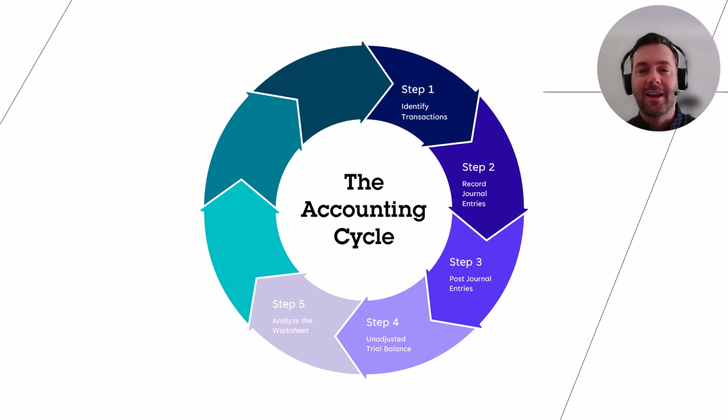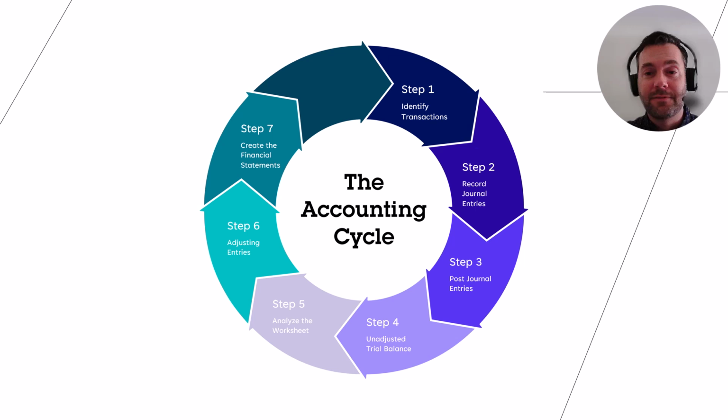Step number five is analyze the worksheet. The worksheet is simply a document that is used during the closing process and the creation of the financial statements for the company. Step six is the adjusting entries. Remember the discussion that we had on accruals and deferrals? That's when we do the adjusting entries. Accruals and deferrals are going to require those entries at the end of the period, usually at the end of the year.